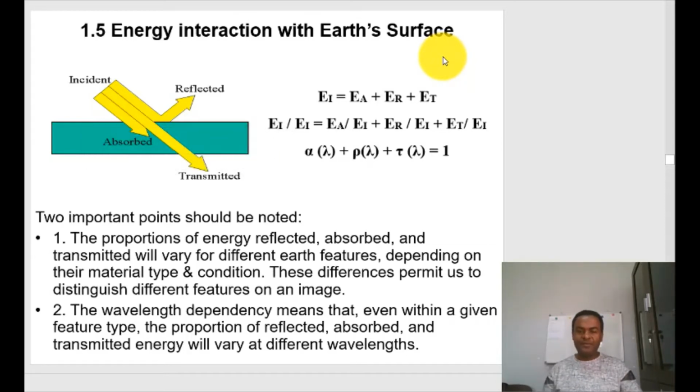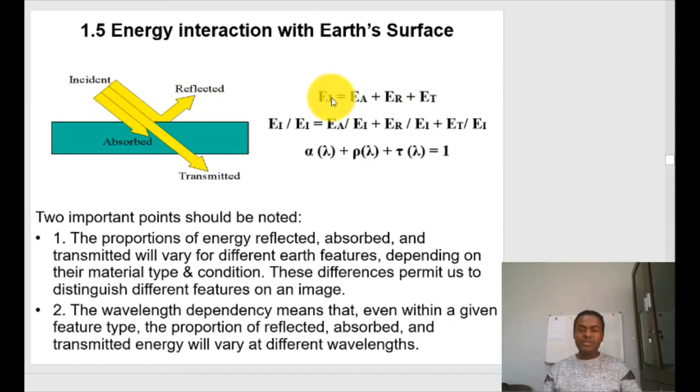What will happen if an electromagnetic radiation reaches the surface of the Earth? This is the next question that you can ask. In remote sensing, knowing energy interaction with Earth's objects is very important. This is the incident electromagnetic radiation. Once it reaches the surface of the Earth, it creates three types of interaction: absorption, transmission, and reflection.